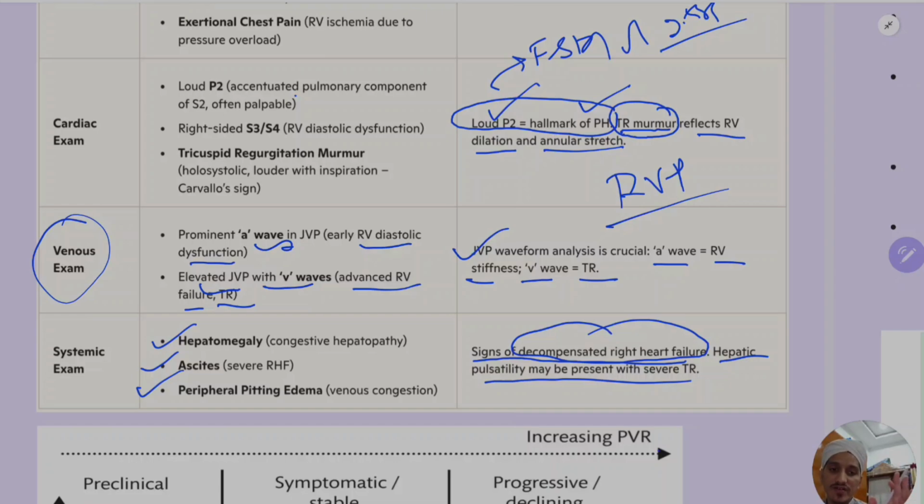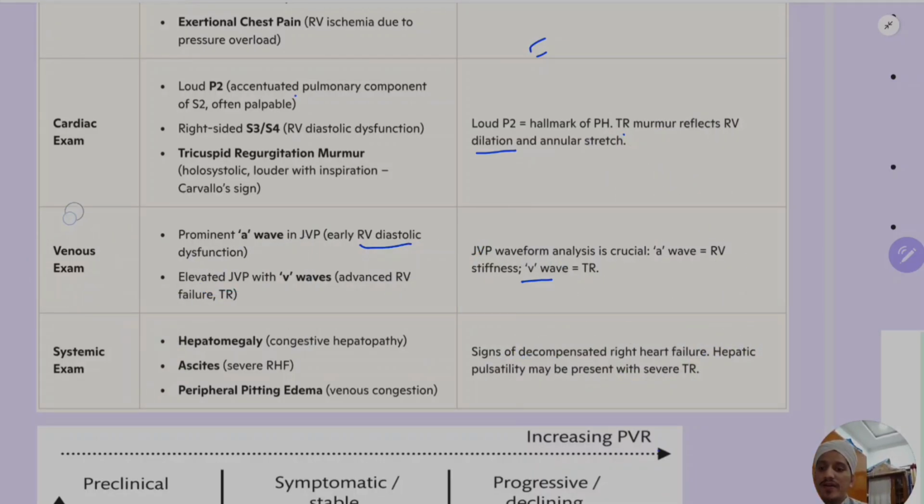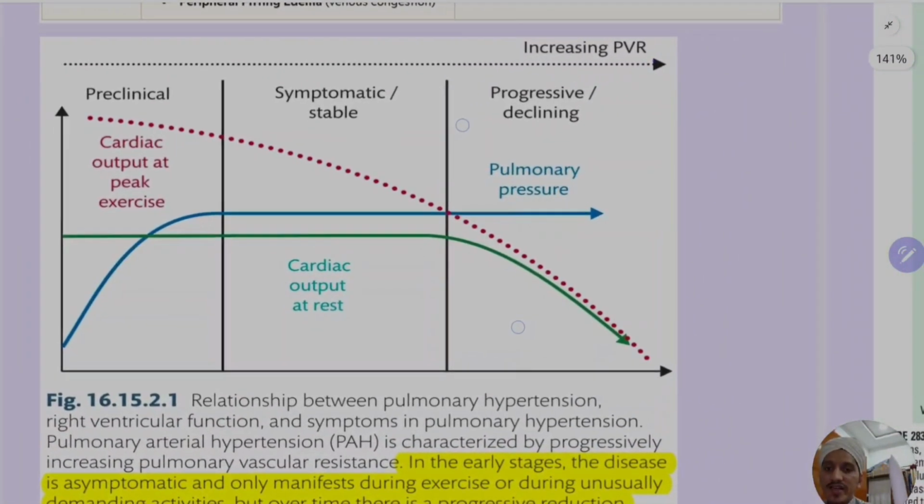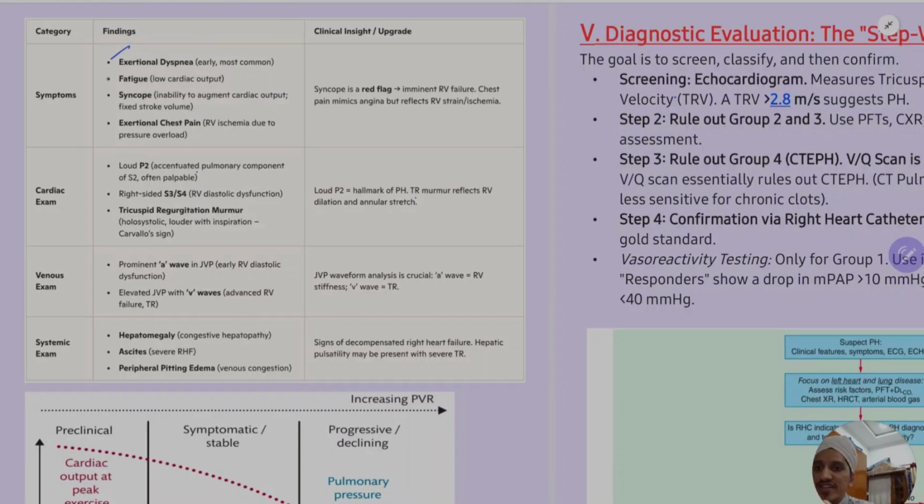So these are the symptoms and signs of pulmonary hypertension. Here you can see a table from Oxford. These are the symptoms: exertional dyspnea, fatigue, syncope, exertional chest pain. You will have a loud palpable P2, often with ejection systolic murmur, S3, S4, and in advanced stage, tricuspid regurgitation murmur when there is right ventricular hypertrophy. Syncope is a red flag here. TR murmur reflects right ventricular dilatation. Loud P2 is the hallmark of pulmonary hypertension. Prominent A wave in JVP signifies RV stiffness, and V waves signify tricuspid regurgitation.